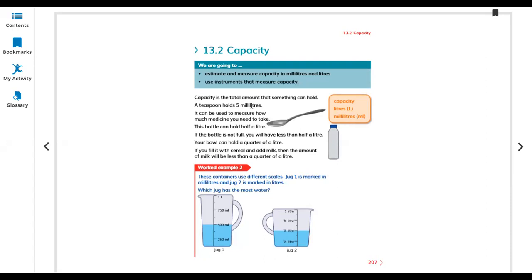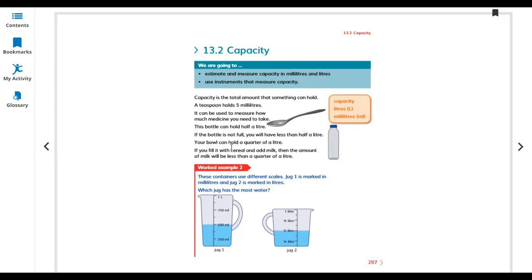In this lesson, capacity is the total amount that something can hold. In a bottle, in a jug, in a glass, in a cup. A teaspoon holds 5 milliliters. It can be used to measure how much medicine you need to take. This bottle can hold half a liter. So if the bottle is not full, you will have less than half a liter.